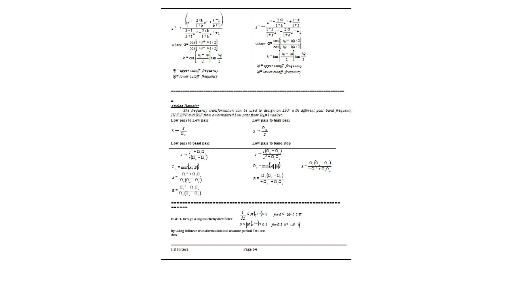Next we are going to see about the analog domain. The frequency transformations can be used to design the low pass filter with different passband frequencies. S tends to S by omega c, and S tends to omega c by S for low pass to high pass. For low pass to band pass, S tends to (S squared plus omega l omega u) by S into (omega u minus omega l). Low pass to band stop means S tends to S into (omega u minus omega l) divided by (S squared plus omega l omega u).